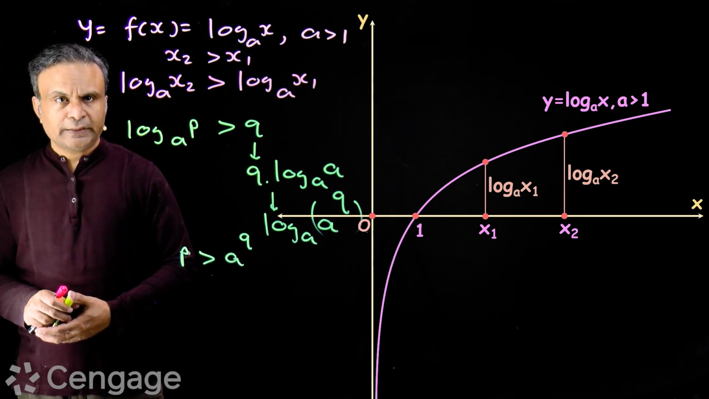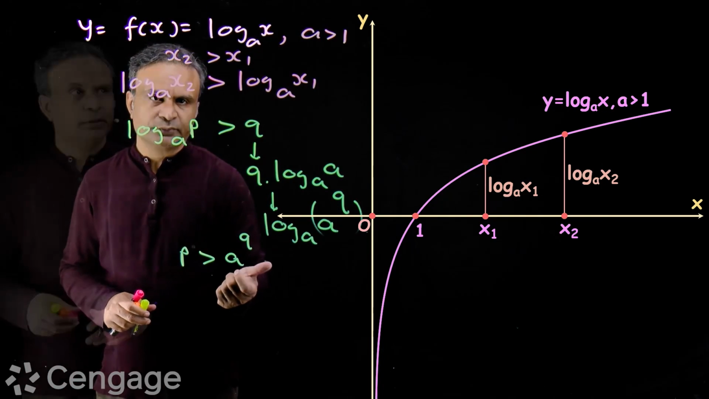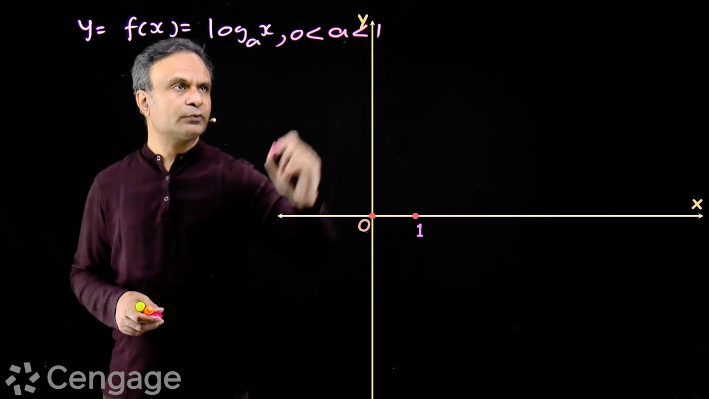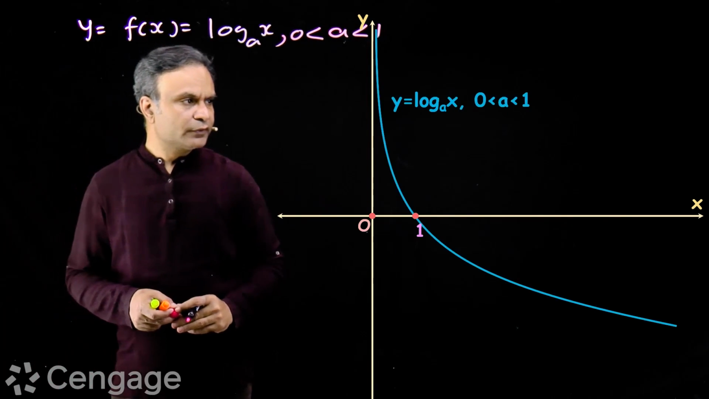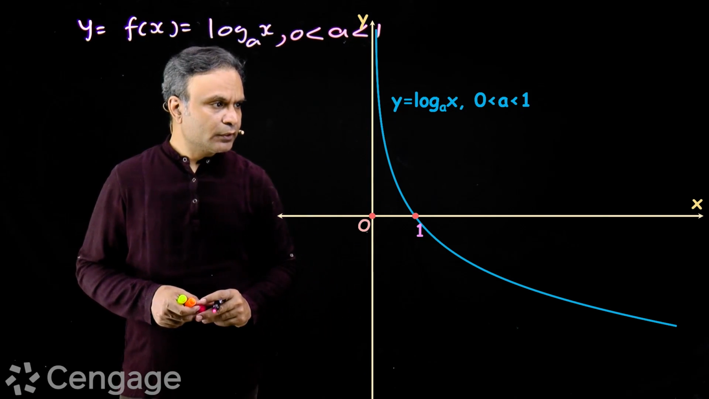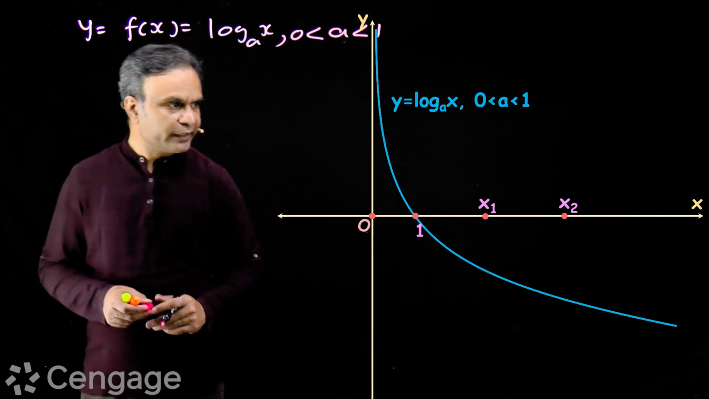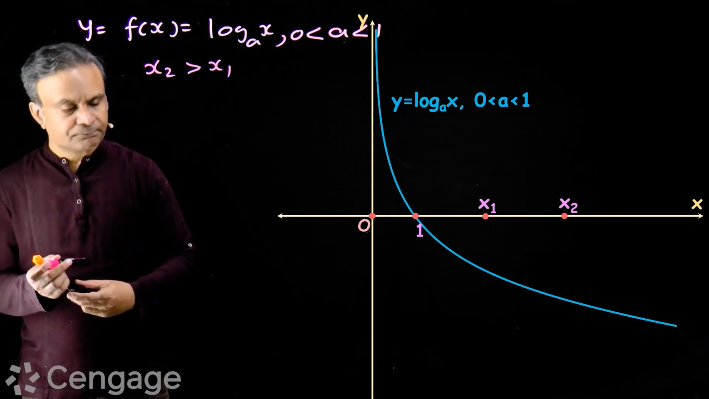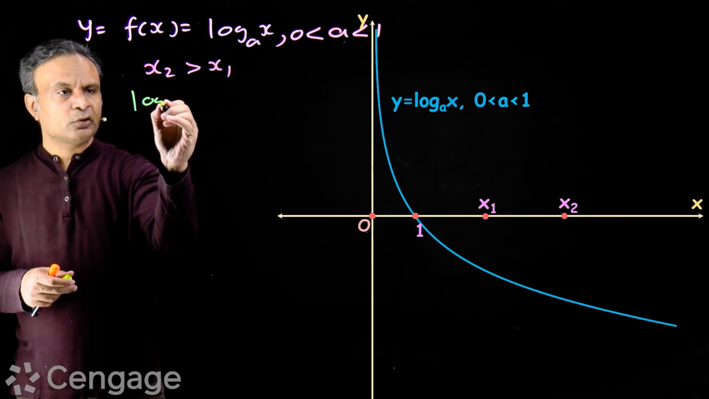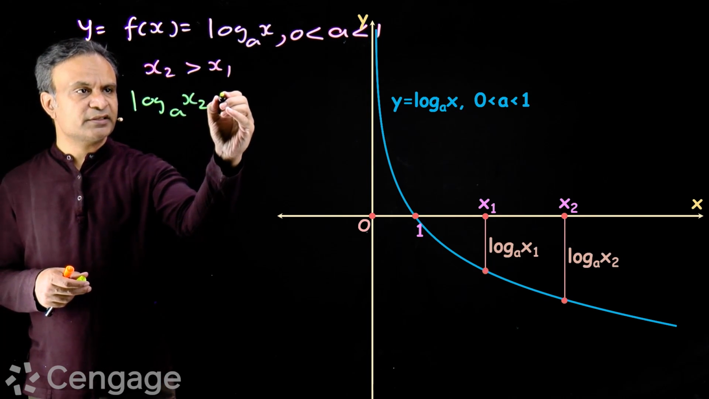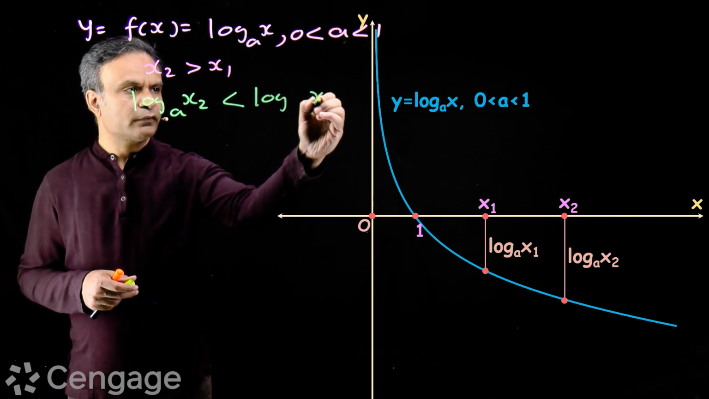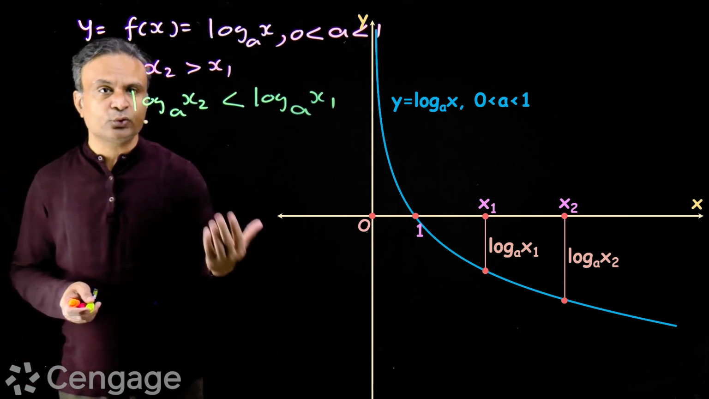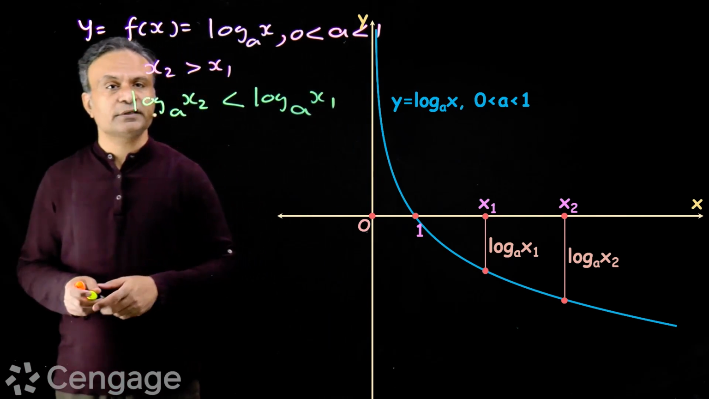Now let's consider base a less than 1. Now we have base a less than 1 and greater than 0. We will have this graph of log function. Function is decreasing one. Now here if we consider two values x1 and x2 such that x2 is more than x1, then we will have log of x2 to the base a less than log of x1 to the base a. More the value of x, less will be the value of log. The reason is the function is decreasing.